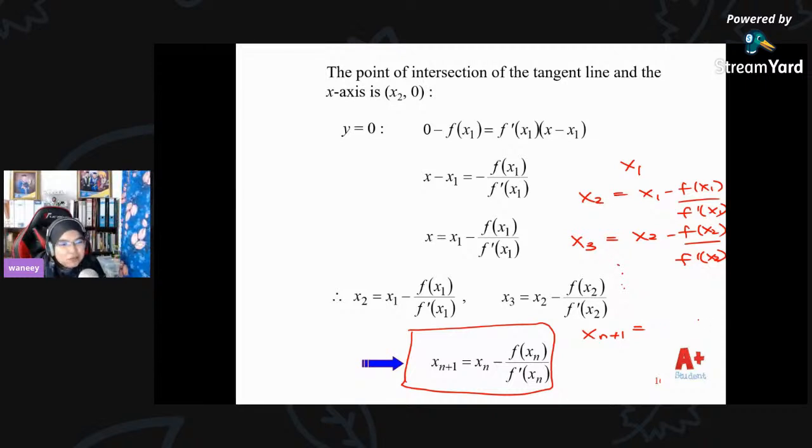Where to stop? Until when should we stop? Normally, you can actually look at your question. Normally, the question will give you some stopping criteria. Perhaps after correct to 3 decimal places, once we keep repeating the same number twice, we're going to stop. So basically, the question is going to say how many decimal places we should stop at. So, kena baca soalan betul-betul lah untuk kita tahu stopping criteria kita. Okay.